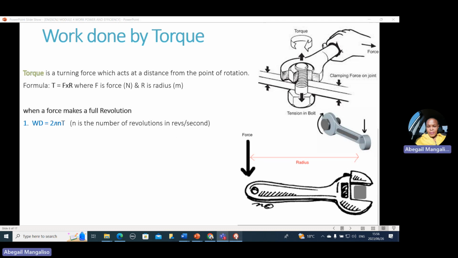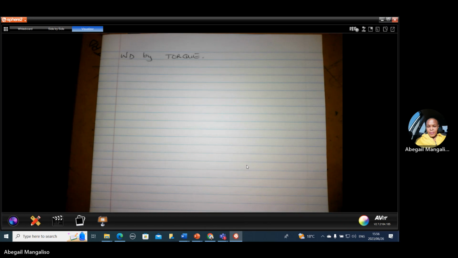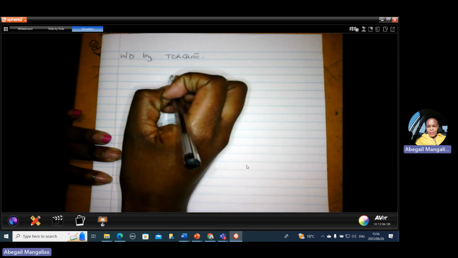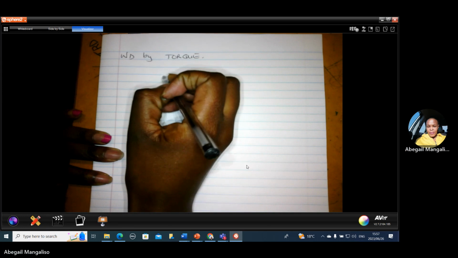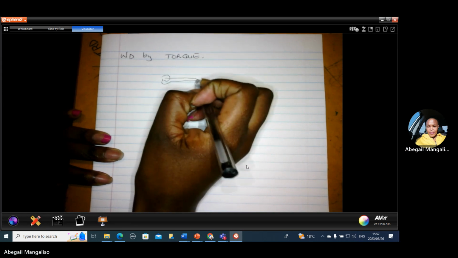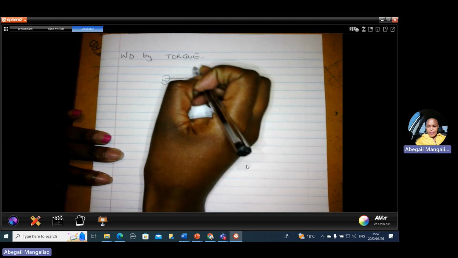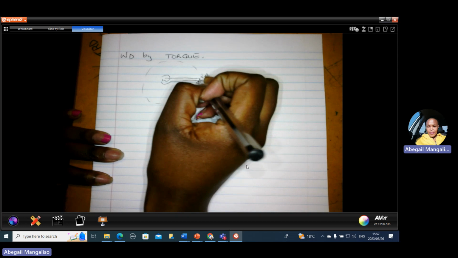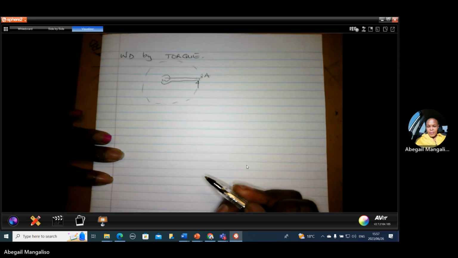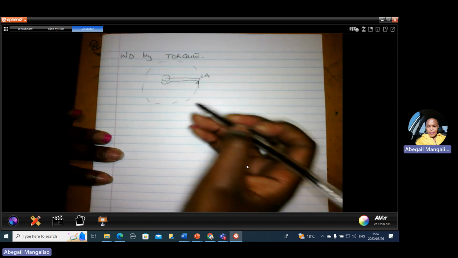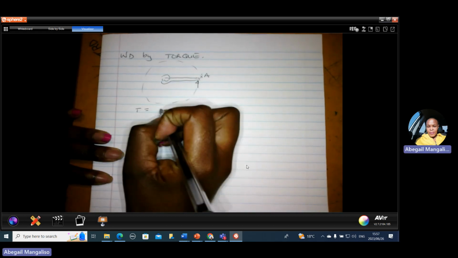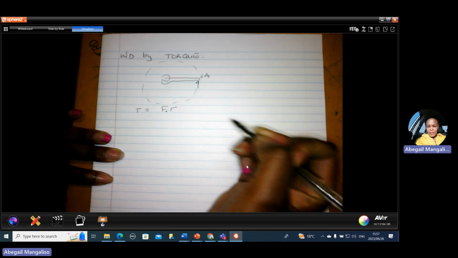Now let's have a look at this. If a force describes a full revolution from point A all the way back to the same point, at distance covered, torque is given as force multiplied by a radius.